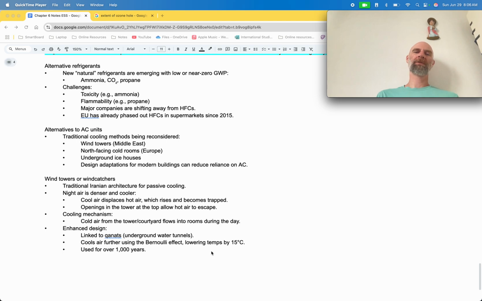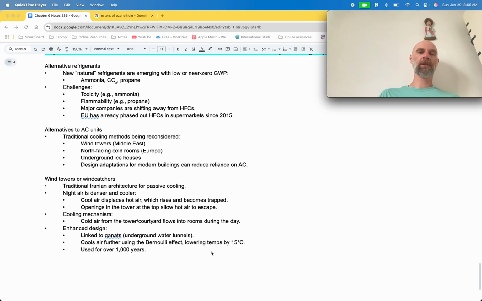Major companies are shifting away from HFCs. The European Union has already phased out HFCs in supermarkets since 2015. It's actually a really good start of legislation. All your refrigerators in the supermarkets since 2015. Nope, can't have any of that stuff.